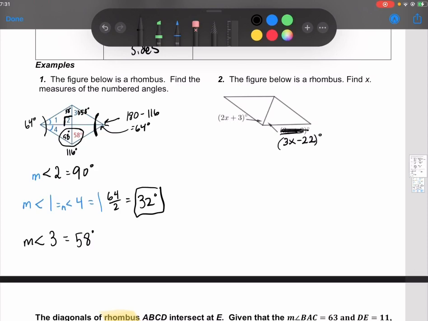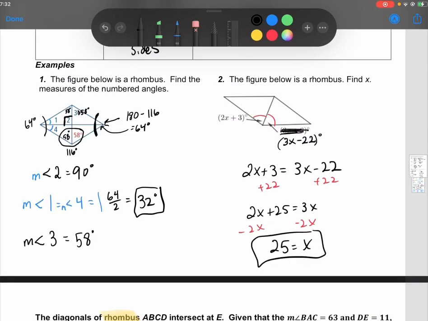So the thing with a rhombus is that the diagonal bisects the angle. So we've got our two angles. They are congruent because it's bisected, or cut right in half. So since they're congruent, I can just go ahead and say 2x plus 3 has to equal 3x minus 22. Then to solve this, I would just add 22 to both sides. So I have 2x plus 25 equals 3x. And then I can subtract 2x from both sides, and you end up with 25 is equal to x. And there it is.